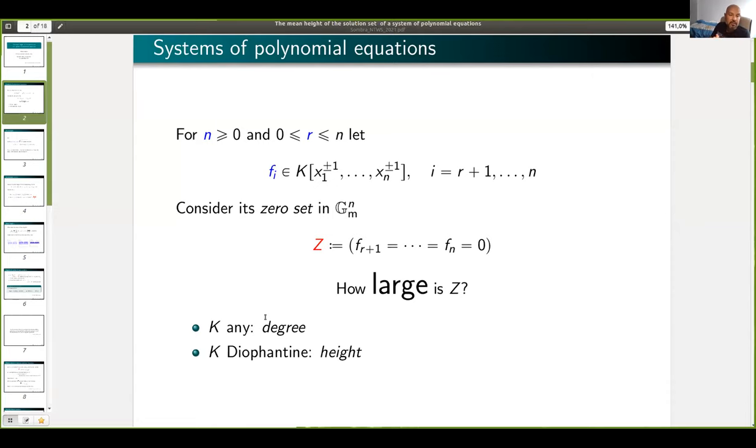Otherwise, you can think of the degree of this set with respect to a family of line bundles. And if you are dealing with a field that is Diophantine, like the field of rationals or the field of functions of some normal variety, then you might talk about the height. So this is what interests us. Can I read the height of the zero set in terms of some height of the polynomials?